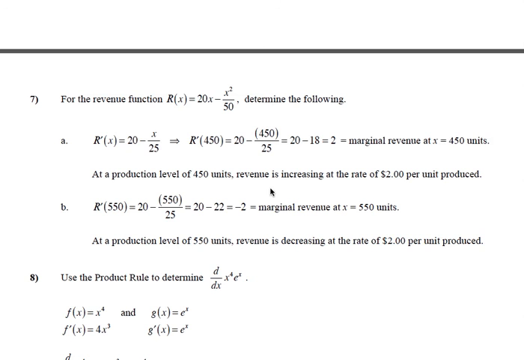When we do everything that we just did for a production level of 550 instead of 450, then we will have a negative 2. And everything is the same, except now the revenue is decreasing at the rate of $2 per unit produced. Why decreasing? Because this is negative. So positive means an increase, the revenue is increasing. A negative means that the revenue is decreasing.